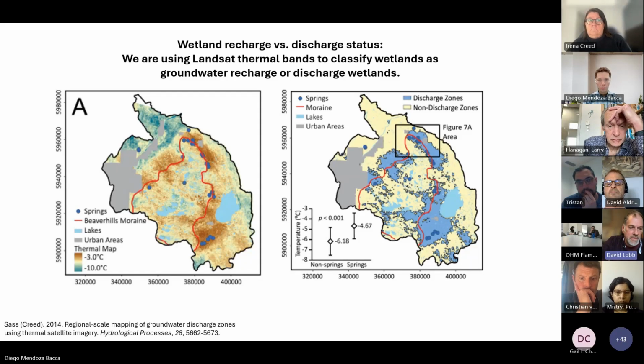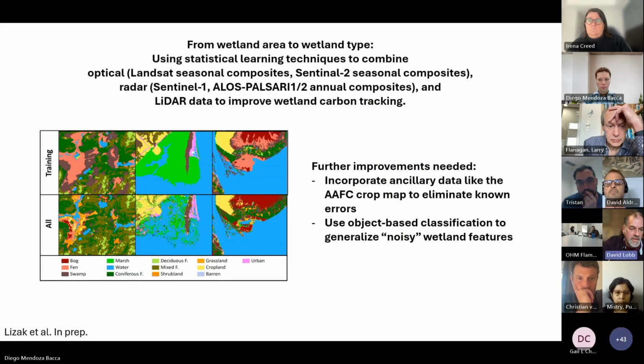Next slide. And from wetland area to wetland type, using statistical learning techniques to combine optical, radar, and LiDAR data to improve wetland carbon tracking. Further improvements to this are still needed. We need to incorporate ancillary data like Agriculture and Agri-Food Canada's crop map to eliminate known errors, and use object-based classification to generalize noisy wetland features.